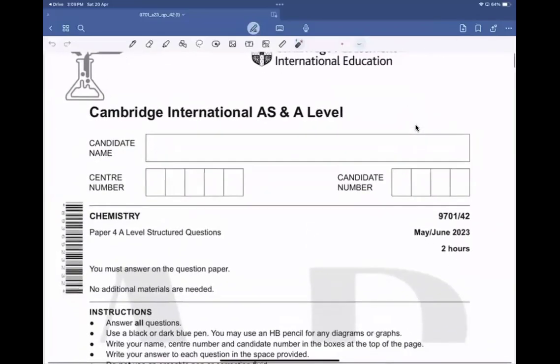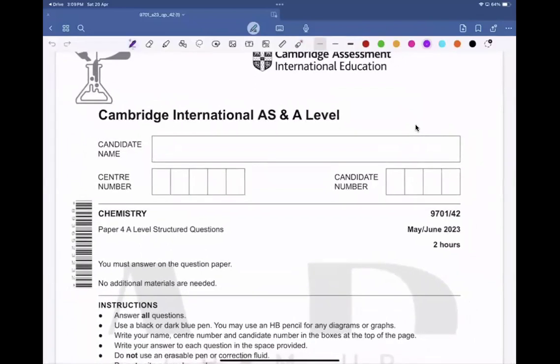Okay, Assalamu alaikum, everyone. So today we are going to start paper 4, that is the structured questions from A2, and it's May-June 2023, paper 4-2.